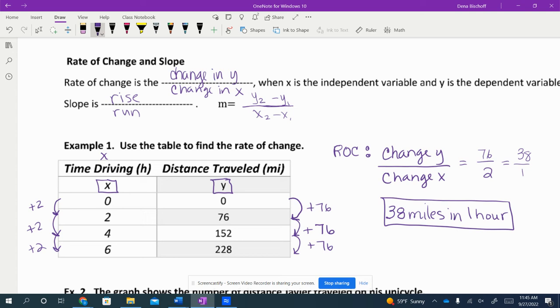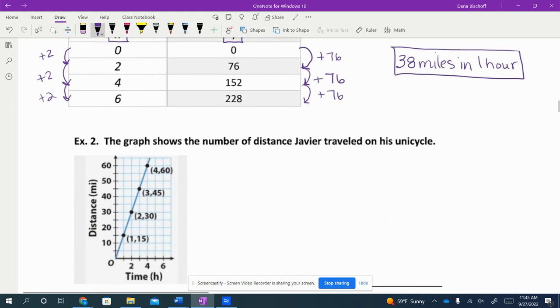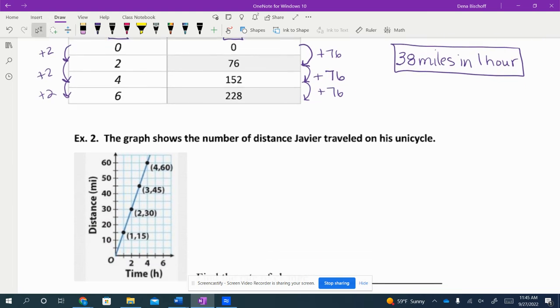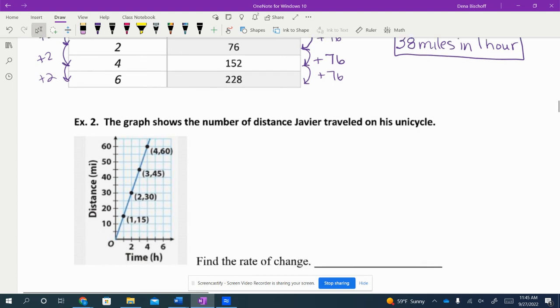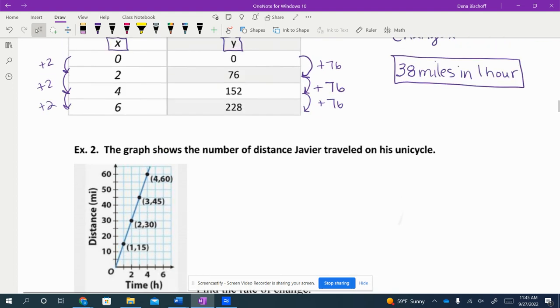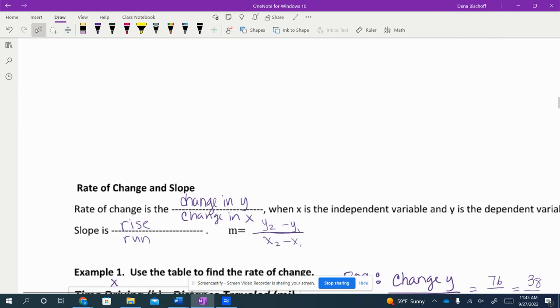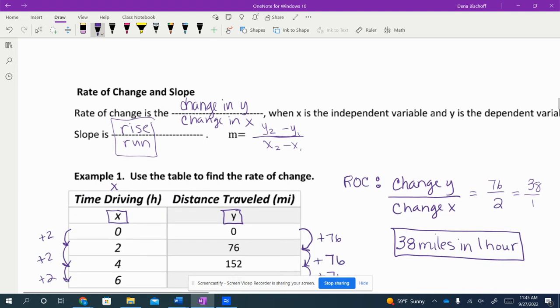Do you guys feel good about that? Okay, let's do it again. So here, this graph shows the distance Javier traveled on his unicycle. So do you see this rise over run? That's what we're going to use there.